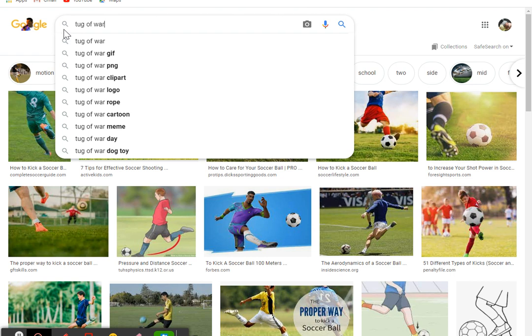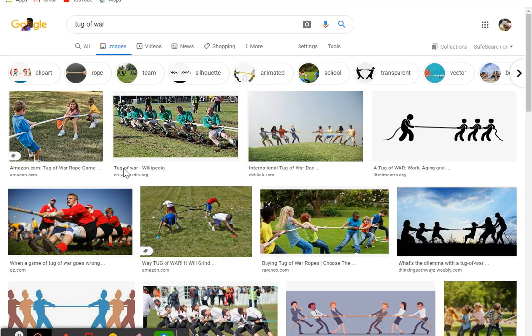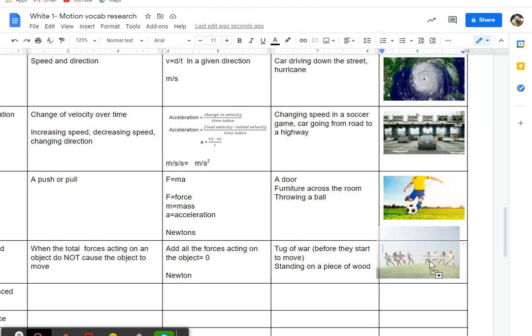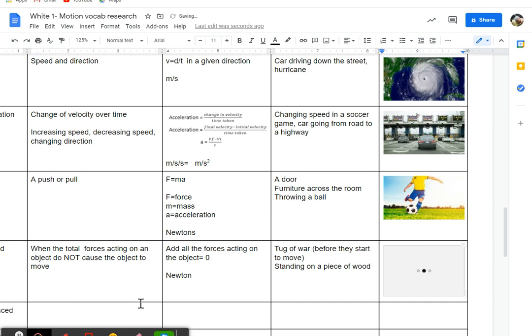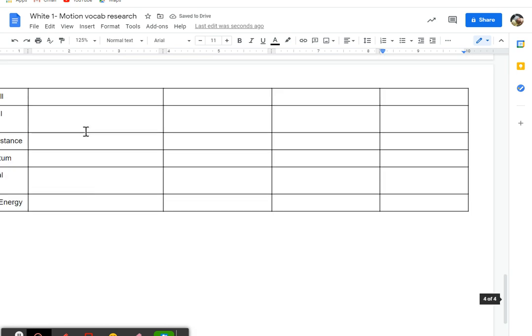Anybody have any questions on balanced force? So if balanced force means all the forces acting on the object cause it not to move, what would unbalanced force be? What would happen? Right, so it would cause motion.